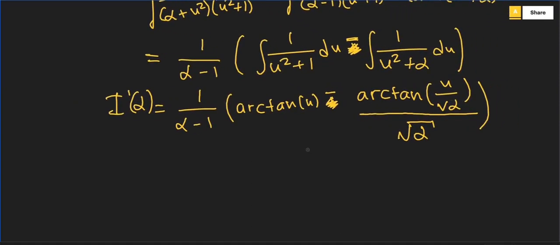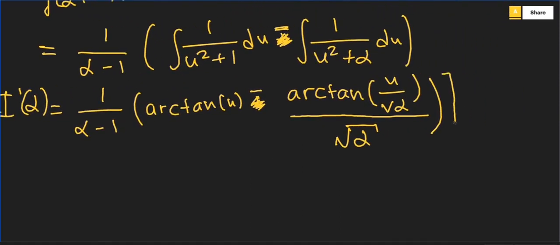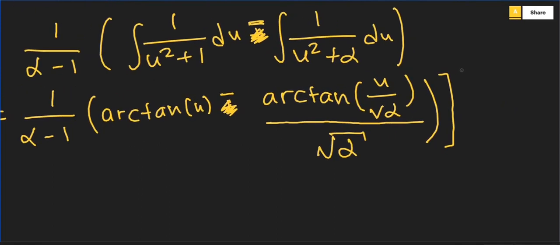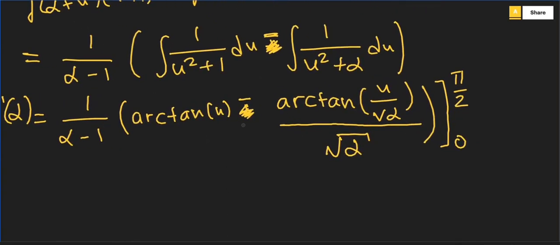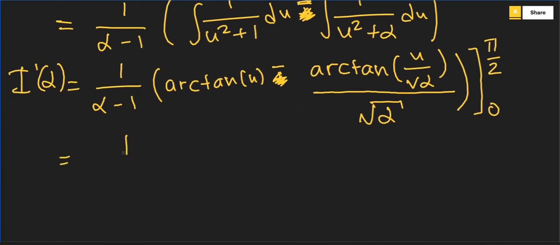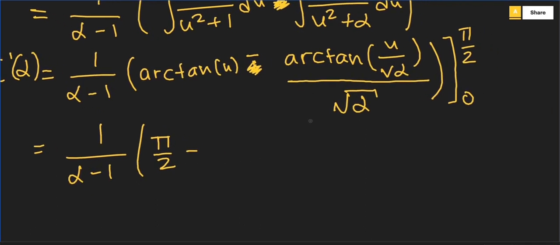So now we can just apply bounds to this expression, so pi by 2 and 0, since those were the bounds of our original integral, and we can sub x in, and we can sub tan x in place of u, since that's the substitution we made in the beginning. So this is going to be equal to 1 by alpha minus 1 of, well, arctan of tan x is just x, so pi by 2 minus, and then you can take the limits, but essentially the same thing happens here.